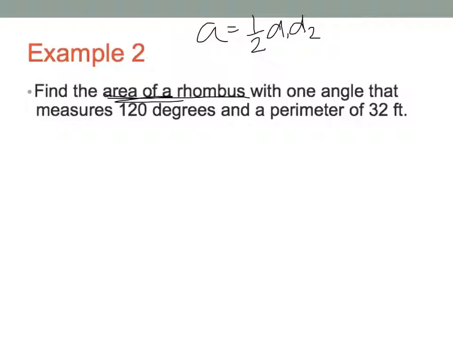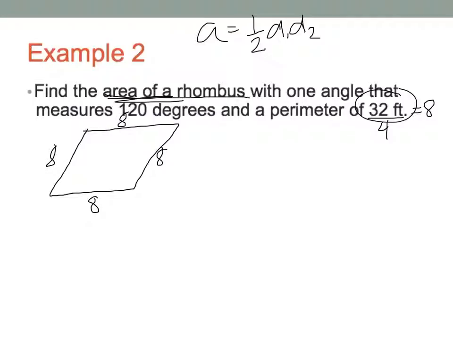Okay, let's draw this in now. Here's my rhombus. Perimeter is 32. All four sides of a rhombus are equal, so let me divide this by 4, and I'll get 8 is the length for each side.